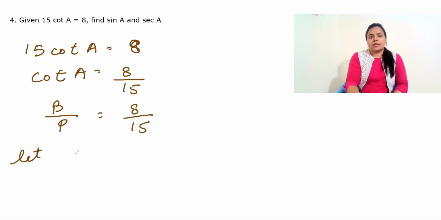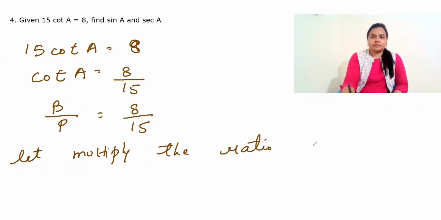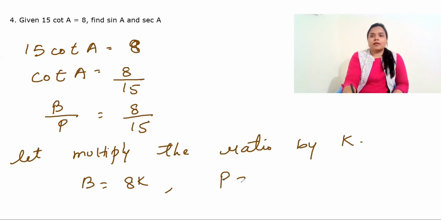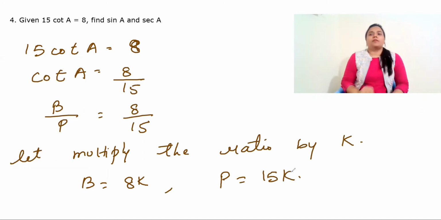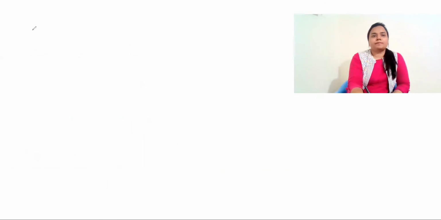So let's multiply the ratio by K. So it becomes B is equal to 8K, P is equal to 15K. We have to find H. How we can do that? By Pythagoras theorem.